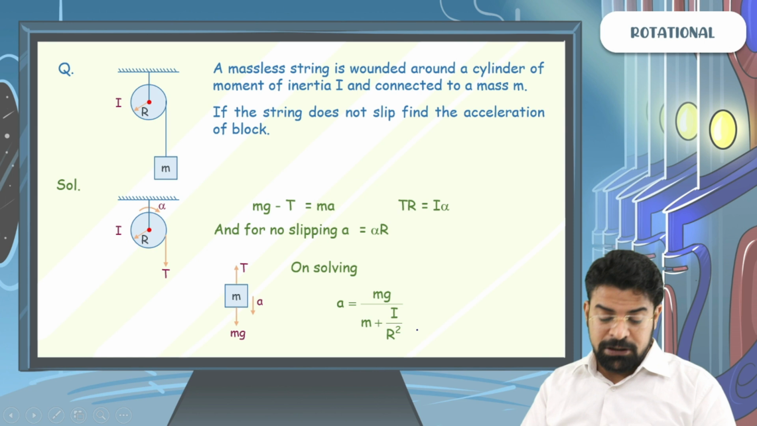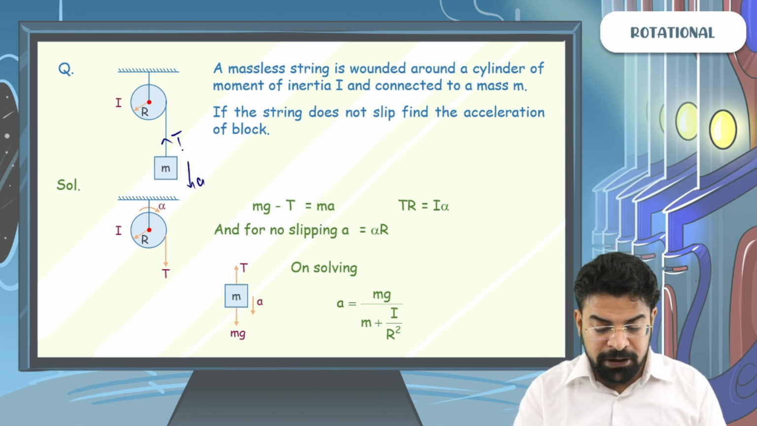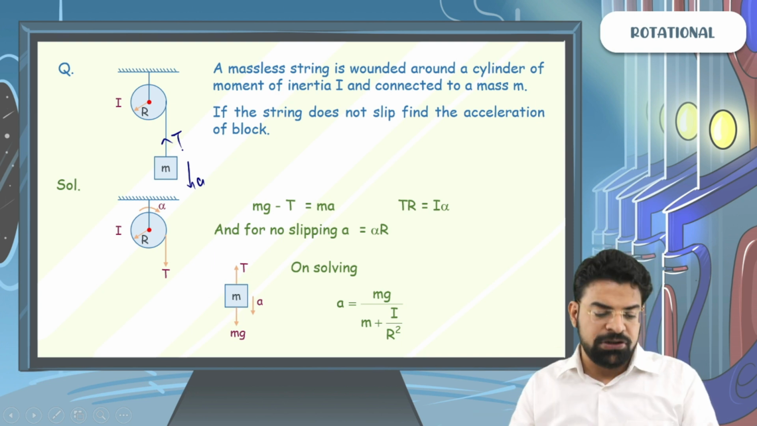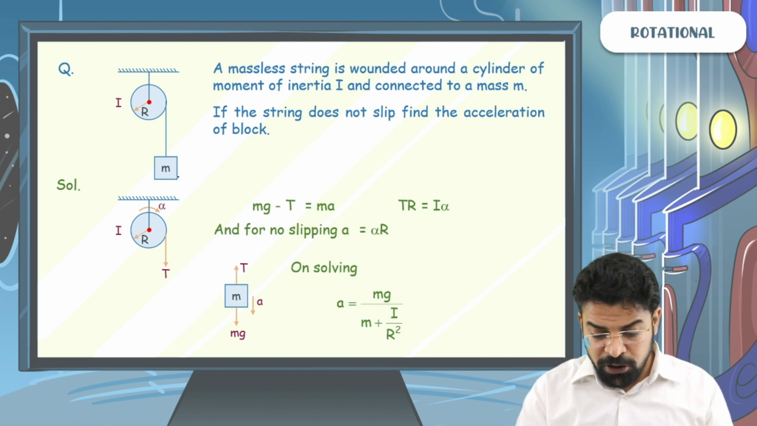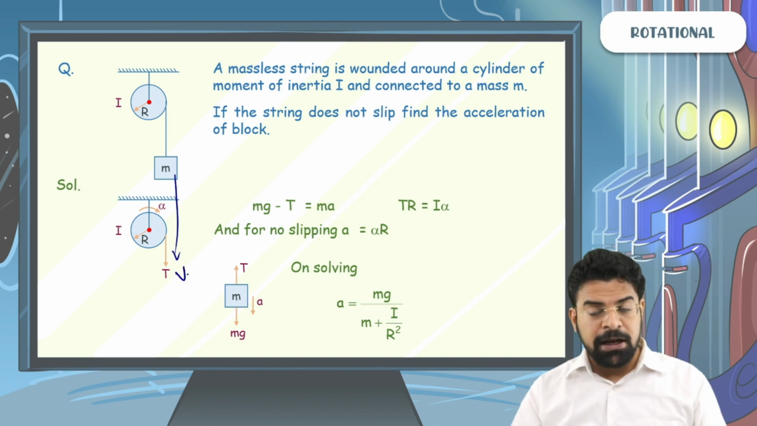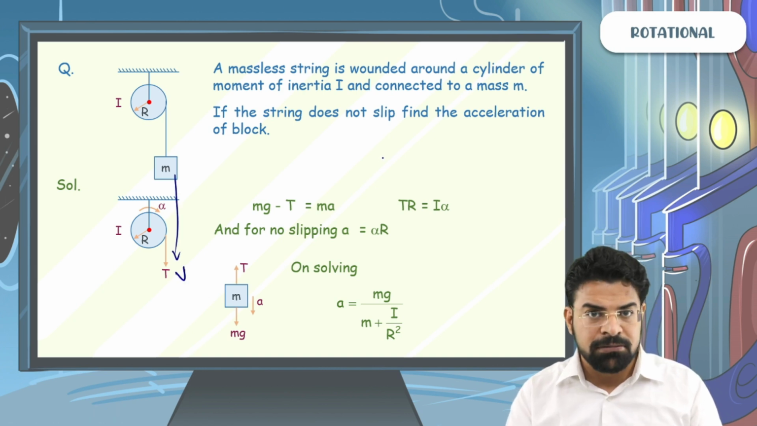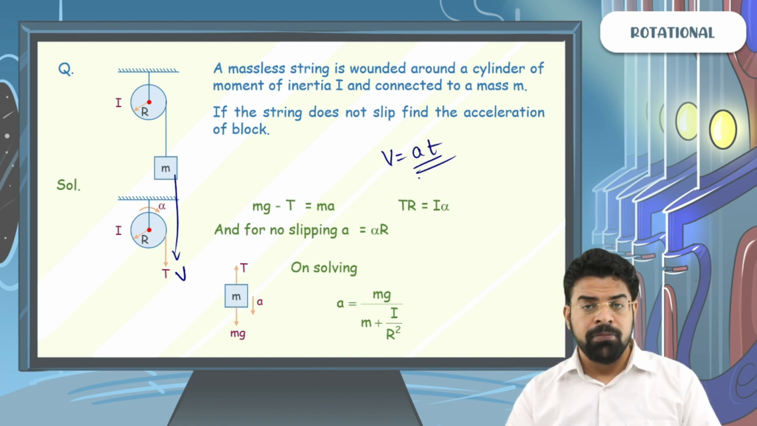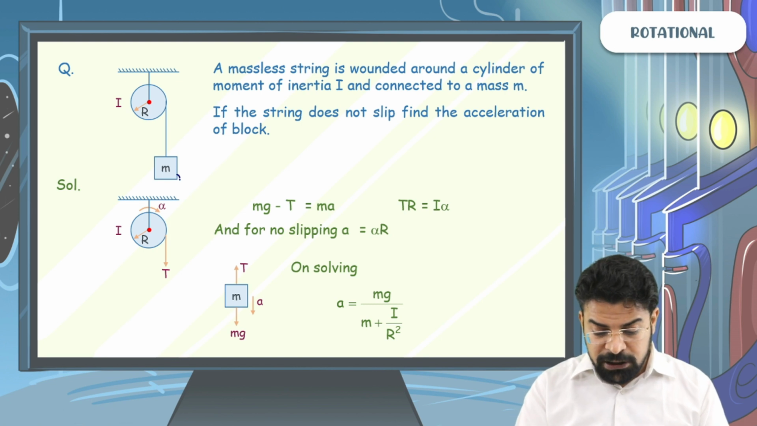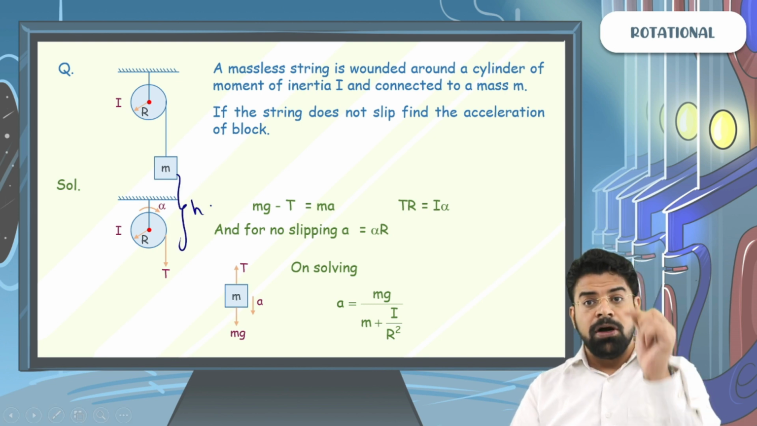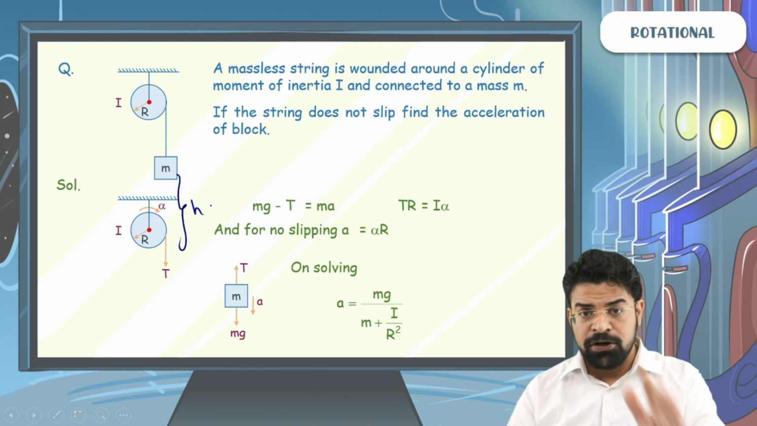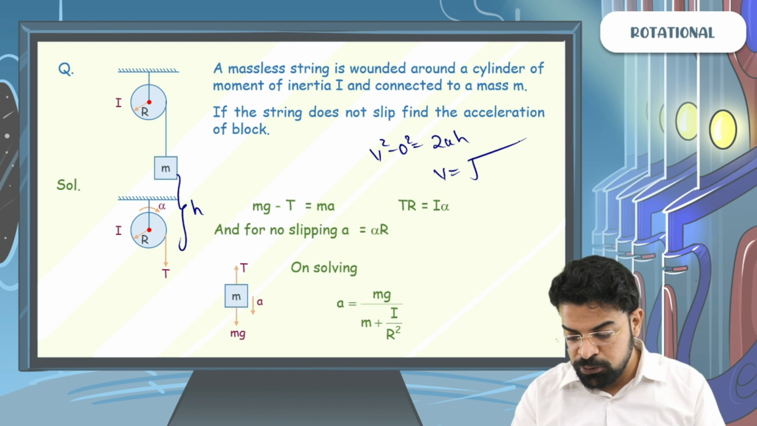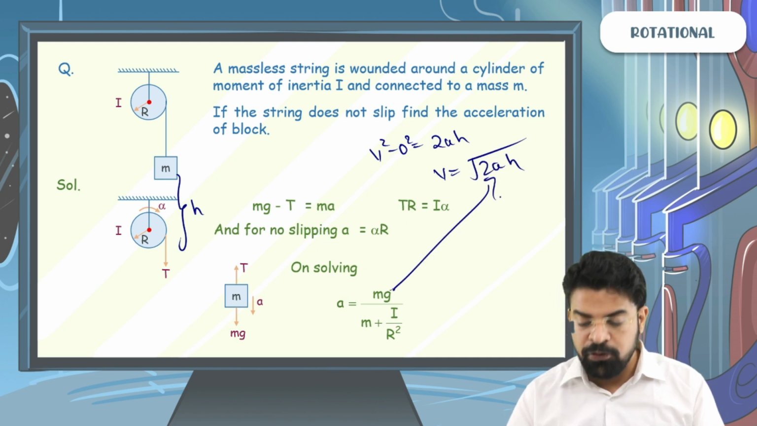Once you remember the acceleration, you can find out tension easily. Mg minus T equals ma. If you substitute the acceleration, you will get tension. If they ask you what will be the speed of this block after a time t, you will say, sir, I know the acceleration. So velocity has to be acceleration into time. If they ask you what is the velocity of the block after falling through a distance h, from the third equation of motion, you will say v square minus 0 square equals 2ah. So v has to be equal to root 2ah, and substitute a from here.